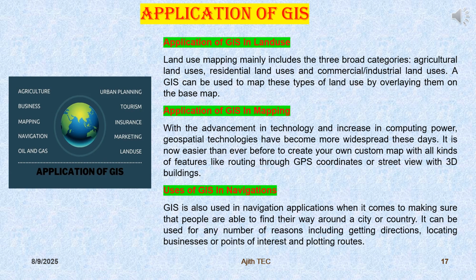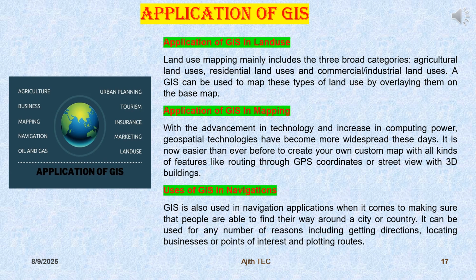Application of Geographic Information System. Application of GIS and land use. Land use mapping mainly includes the three broad categories: agricultural land uses, residential land uses, and commercial/industrial land uses. A GIS can be used to map these types of land use by overlaying them on the base map.